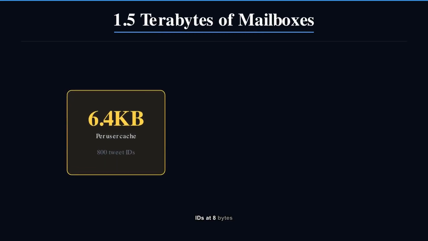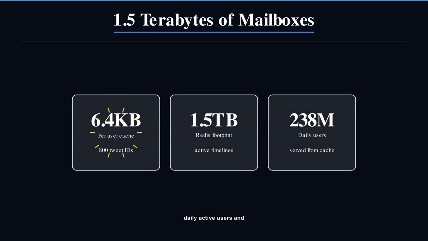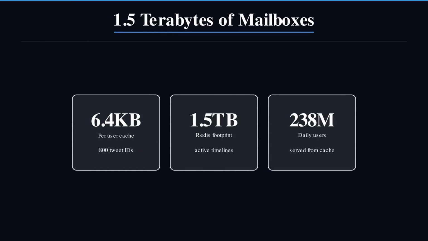Do the math. 800 tweet IDs at 8 bytes each is about 6.4 kilobytes per user. Multiply by 238 million daily active users, and Twitter runs roughly 1.5 terabytes of Redis just for timeline caches, sharded across a cluster, not one giant instance.